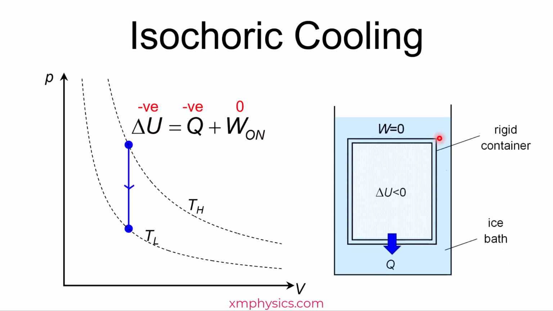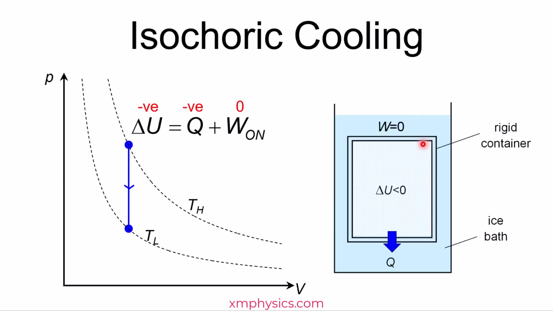The easiest way to perform isochoric cooling is just to dip your gas in an ice bath. With a temperature gradient, heat will flow out of the gas. So remember, Q always involves a temperature gradient if it's by heat conduction. The key to isochoric is to make sure that the container is very rigid. If you are using a gas cylinder, then you want to fix the piston so that the piston cannot move, so that the volume remains constant.